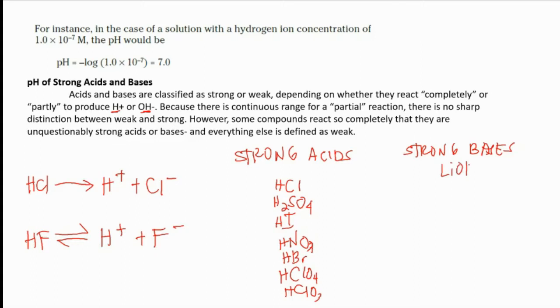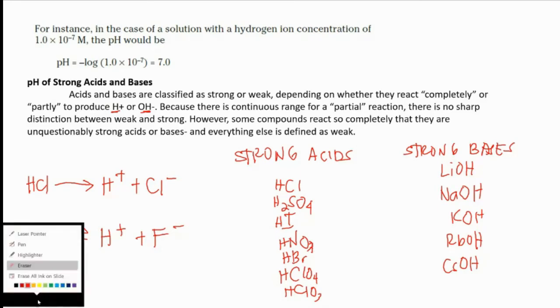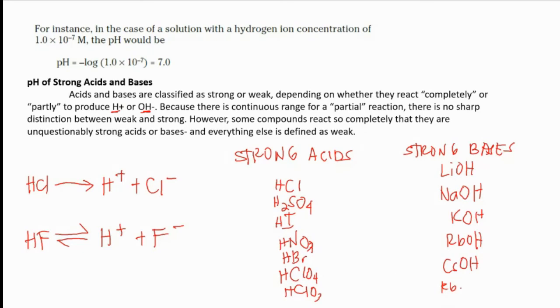For strong bases, we have lithium hydroxide, LiOH, KOH, RbOH, cesium hydroxide, and R4NOH, which is a quaternary ammonium hydroxide. There are also calcium hydroxide and barium hydroxide, Ca(OH)2 and Ba(OH)2.